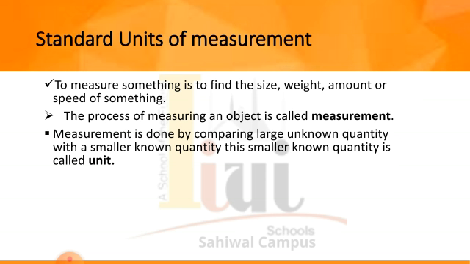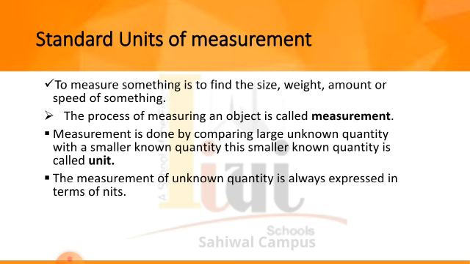The measurement of an unknown quantity is always expressed in terms of units of the smaller quantity used for actual measurement. For example, on page number 19, you have a pink colored table that shows the quantity measured and the small quantity by which the measurement is done, which is known as the unit. For example, the length of a football field is equal to 150 footsteps. The length of a dining table is equal to 10 handspans, and the length of a room is equal to 10 arm lengths. The measurement of an unknown quantity is always expressed in terms of units.